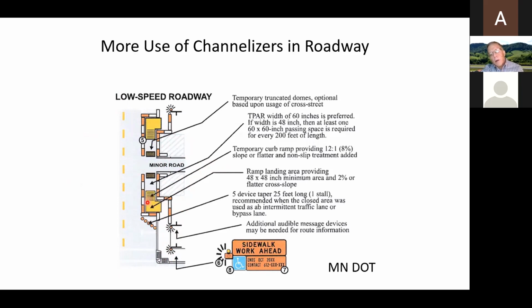There's a temporary curb ramp here. And at the alley or at this minor road, because there's no curb here, we need to use detectable warning surfaces here, and then pedestrians repeat the path in the opposite direction on the other side of the street. But because this is a low-speed roadway, they're using channelizers on both sides of this pedestrian path.